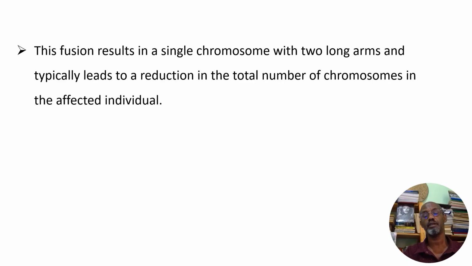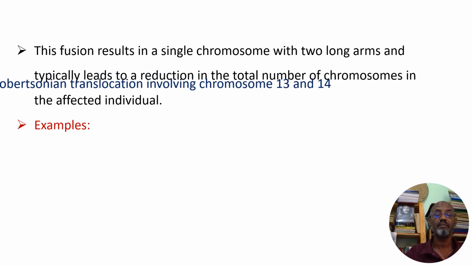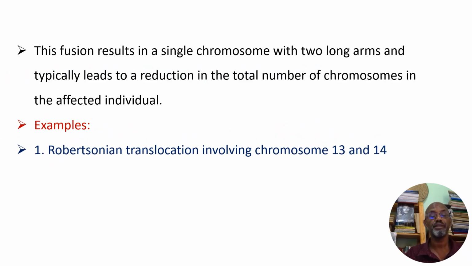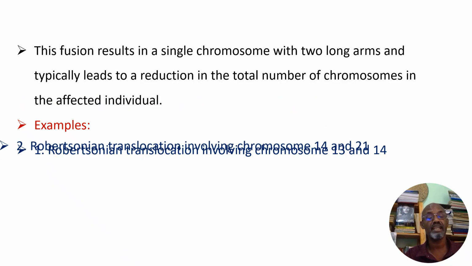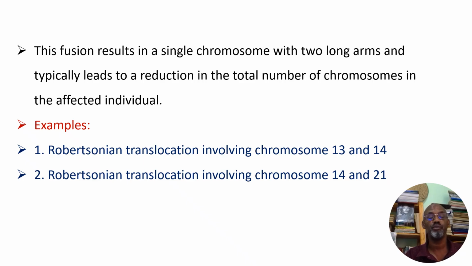Yes, these individuals lose the two smaller portions, but they have two long arms formed by fusion of two non-homologous chromosomes. Example, let me give you an example. Robertsonian translocation involving chromosome number 13 and number 14, which is relatively common. The second example that I'm going to give you is Robertsonian translocation involving chromosome 14 and 21.